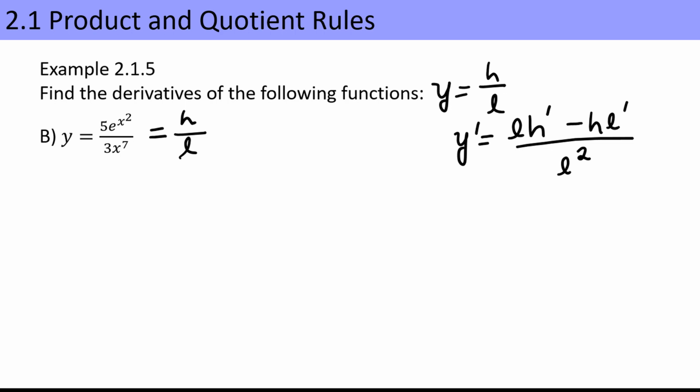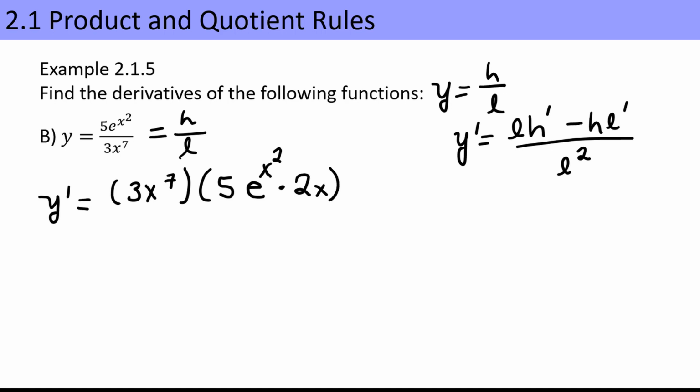Let's apply that. y prime is equal to the low function, which is 3x to the 7th, times the derivative of 5e to the x squared. So the 5 stays put, that's a constant. And when you take the derivative of e to anything, the e to anything stays put, but you must also multiply it by the derivative of the power, and the derivative of x squared is 2x.